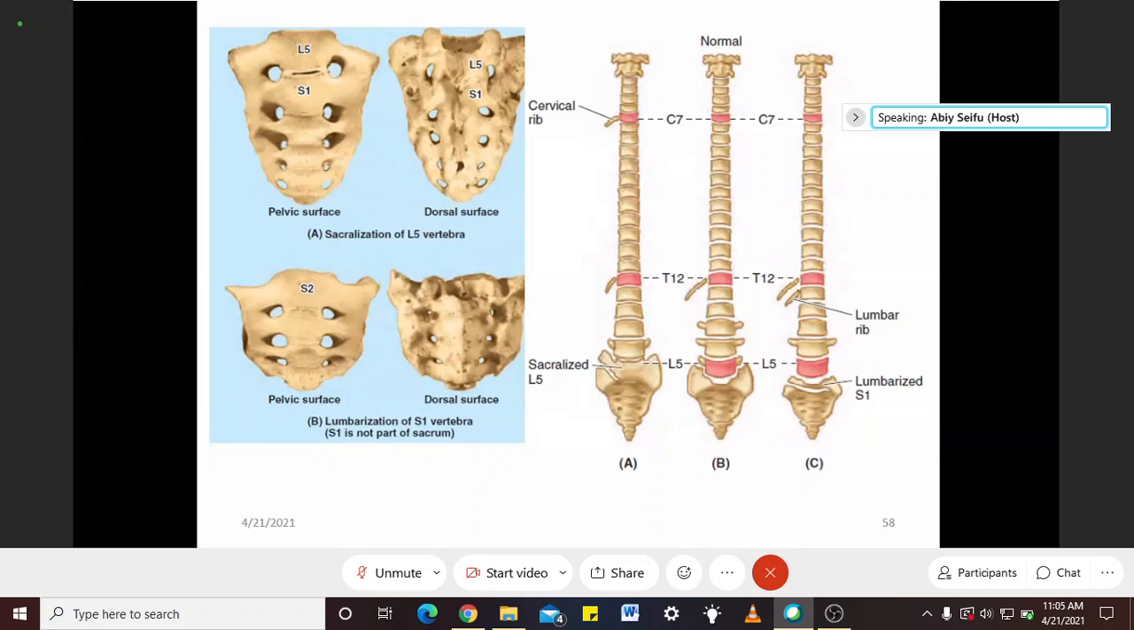Now the other thing: during lumbarization, most of the time there is a shifting of ribs. For instance, in sacralization, in this type of sacralization, there is an upward shifting of ribs. But that doesn't mean the thoracic ribs are decreased in number. Rather, there is an additional rib on the 7th cervical vertebra. Look, this one is the normal one.